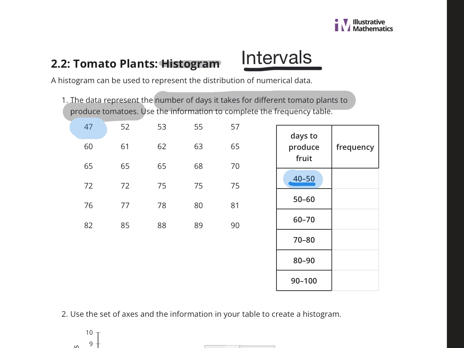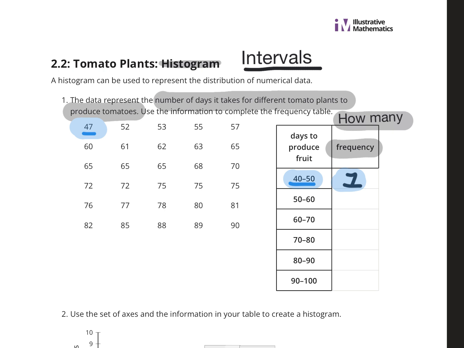So frequency tells us how many. How many plants fell within the interval between 40 and 50? Well, just this one. So I am going to write the number 1 here in my frequency because I only had one piece of data that fell between 40 and 50 into that interval.